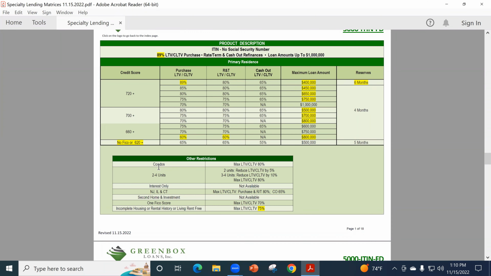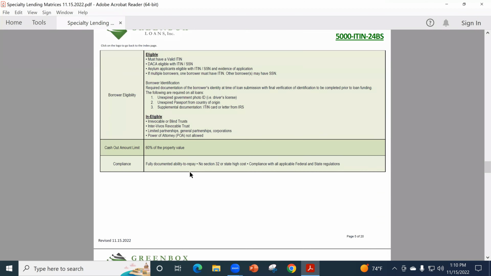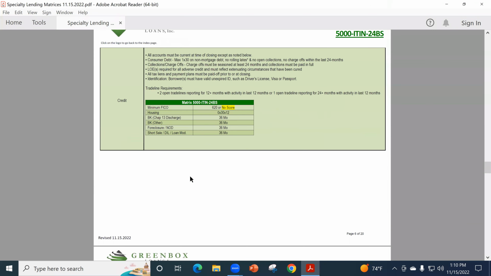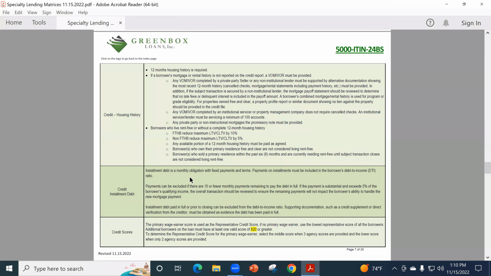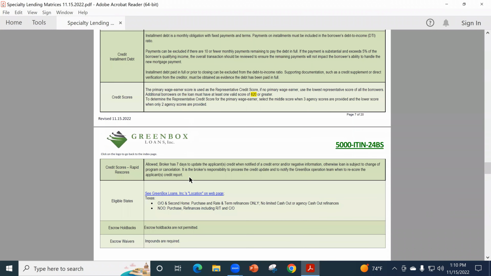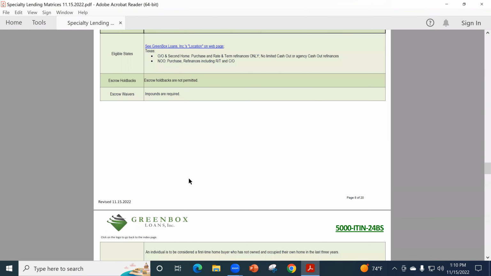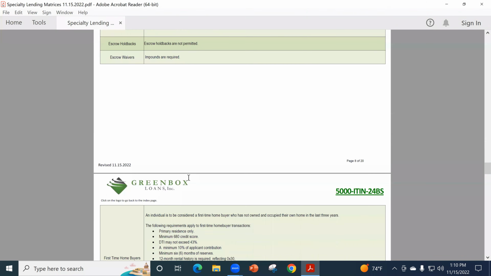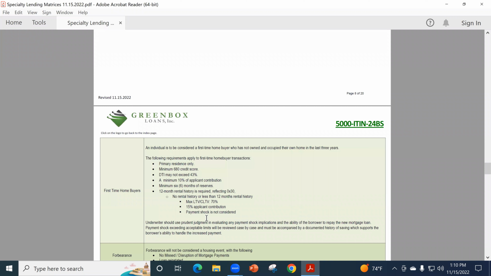By the way, as for identification, we do want to see an unexpired passport, a driver's license or a state ID, and then the ITIN letter or card. I'd say maybe 7 out of 10 passports are expired. Again, if we have great compensating factors, we'll just ask for an exception if they have the passport presented.